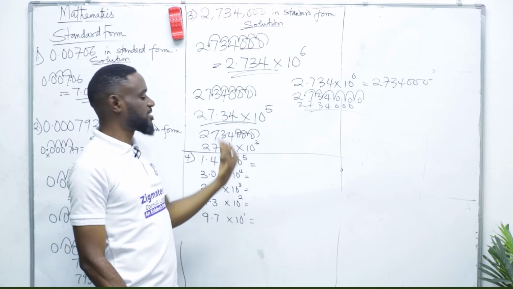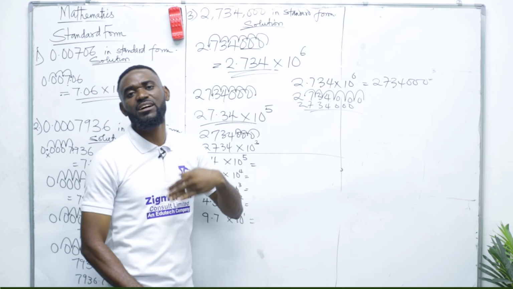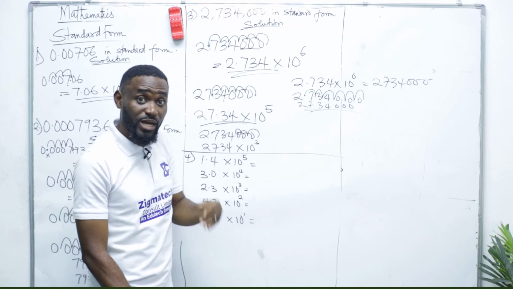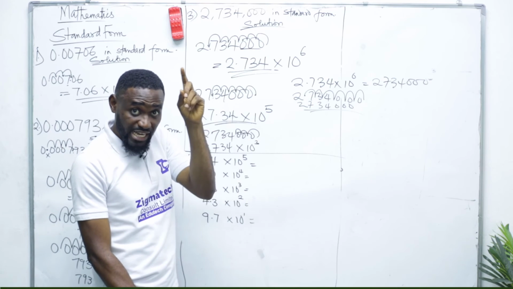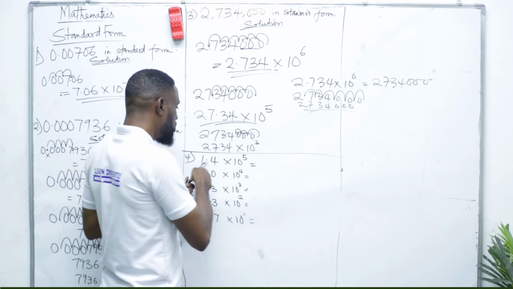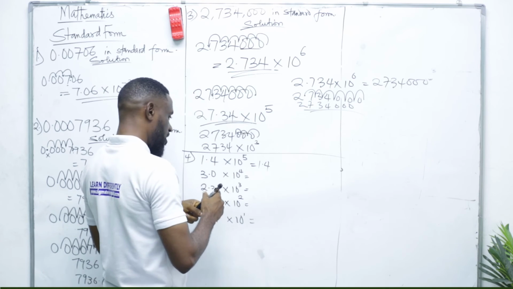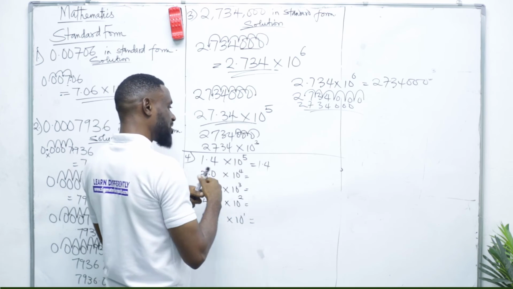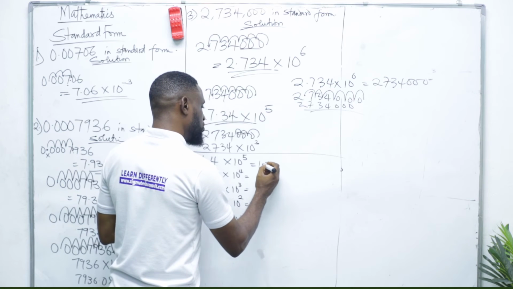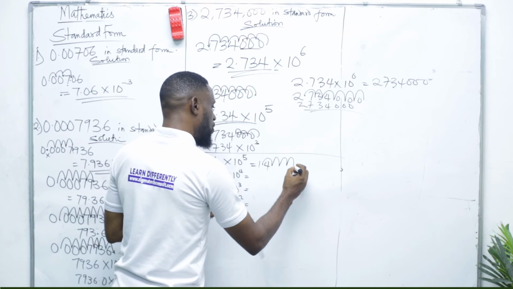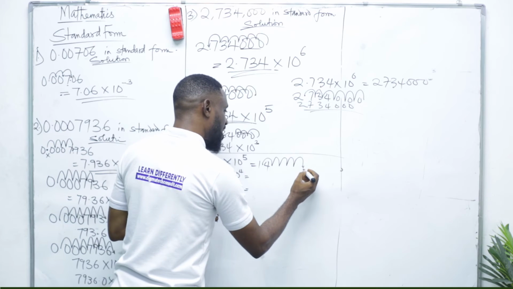So what they want us to do here is just a reverse of something like this. We want to reverse this standard form to real number. Let's just change them to real numbers. When we have them as main or real numbers, we can know which one is the biggest. So for this one, 1.4, it means that we will move this point how many times? 5 times. So 1, 2, 3, 4, 5. This point is now here.